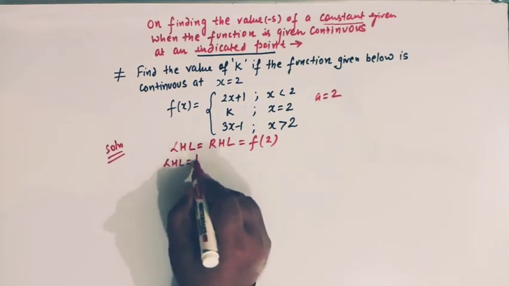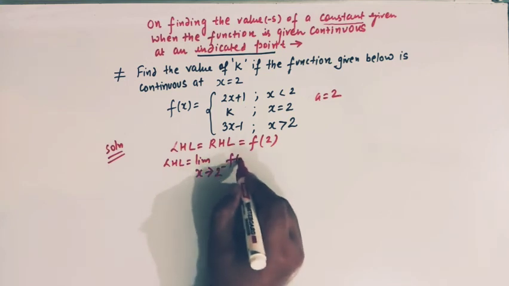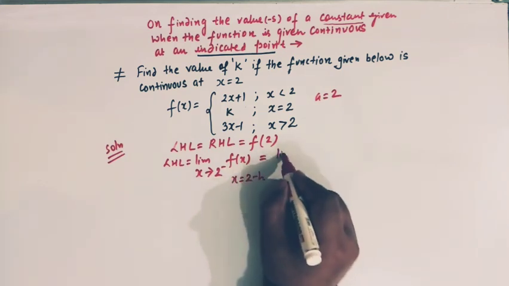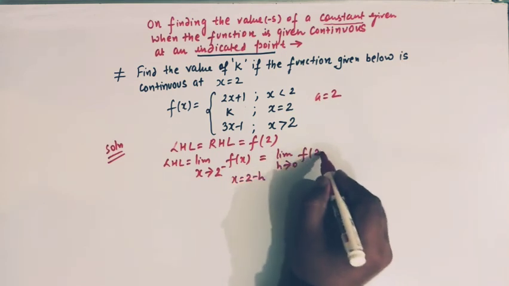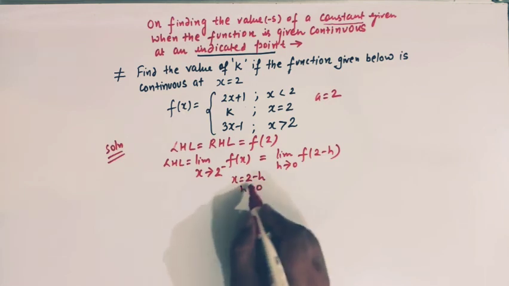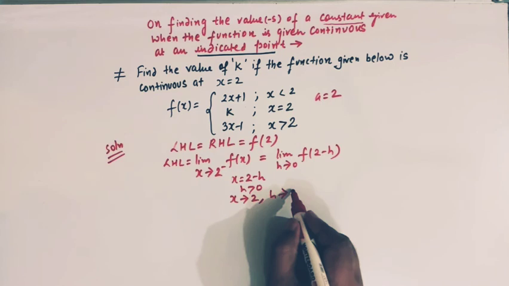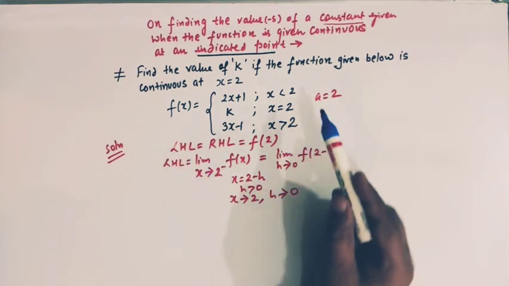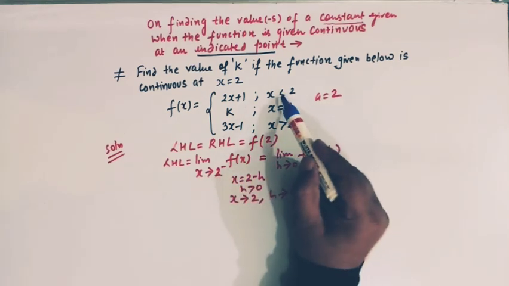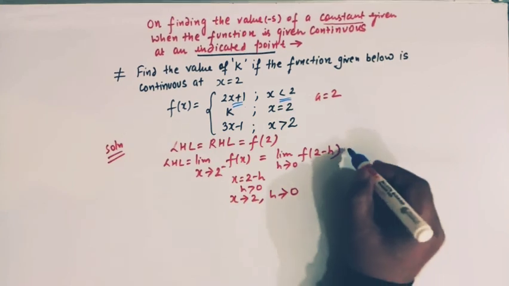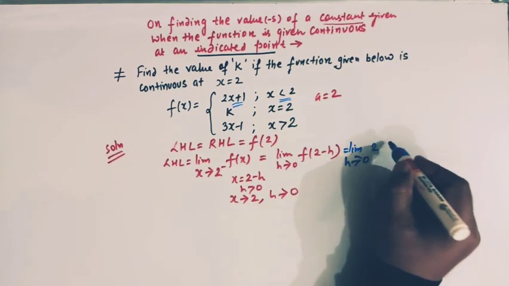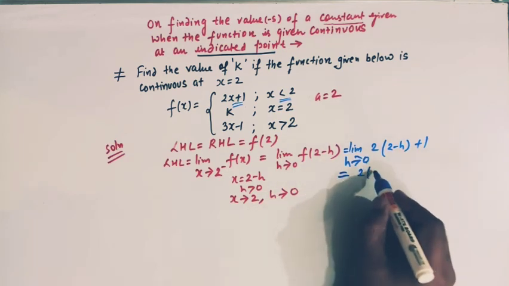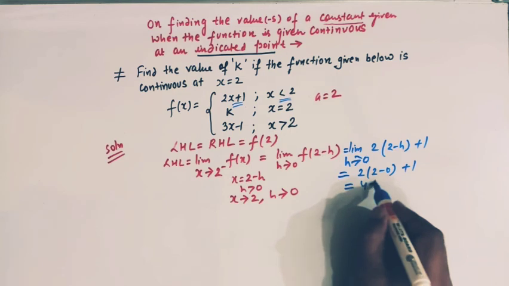So the left hand limit is given by limit x tends to 2 minus f of x. So again what we will do, we'll put x equal to 2 minus h, and this will become limit h tends to 0 f of 2 minus h, right? And h is greater than 0, and when x tends to 2, h tends to 0, right? Okay, so now for the left hand limit we have to take the values of x less than 2, so we'll make use of this form of the function. So we have limit h tends to 0, 2 times (2 minus h) plus 1. Now if we put h equal to 0, here we'll have 2 times (2 minus 0) plus 1, so this is 4 plus 1, 5, right?